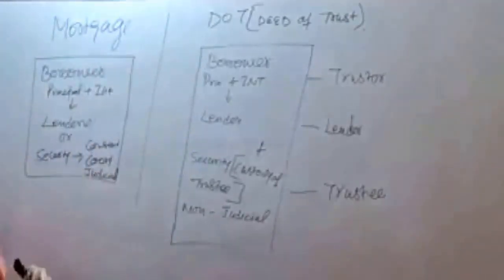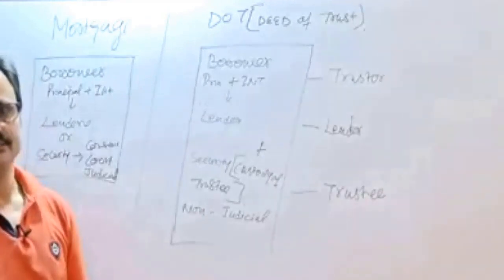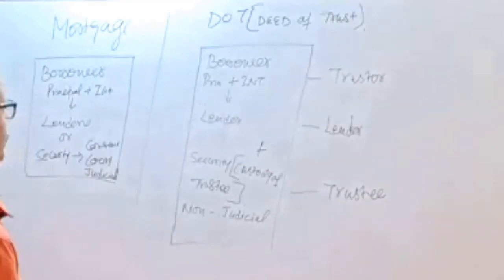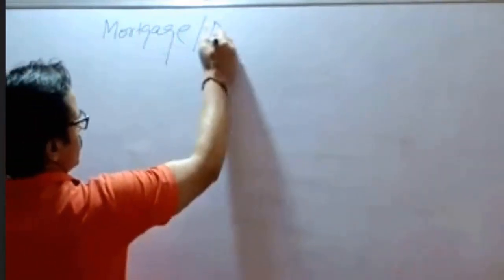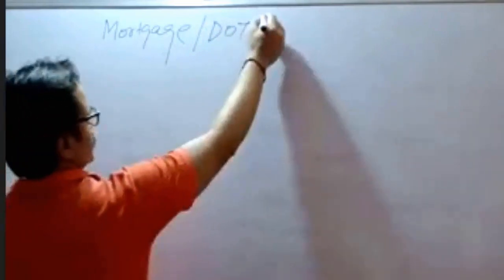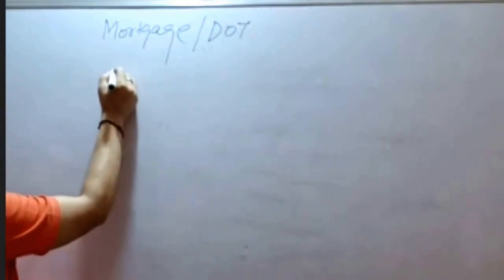And please note down whenever I'm writing anything on the board, write it down along with me so that you do not miss anything, right? So, the first document we saw was the mortgage, right? Mortgage. Then we saw the DOT, that is deed of trust, right? Or we can say security instrument as well. You can write that.